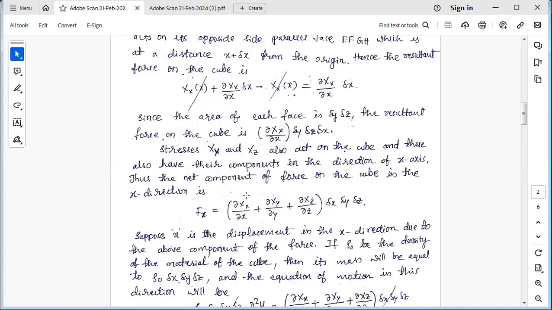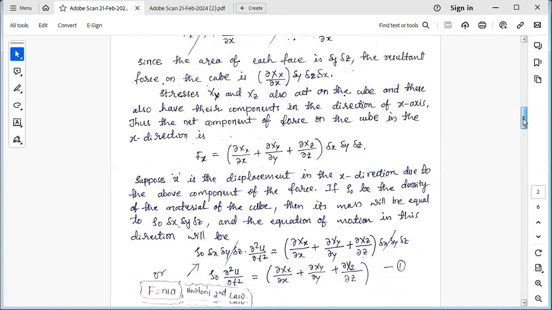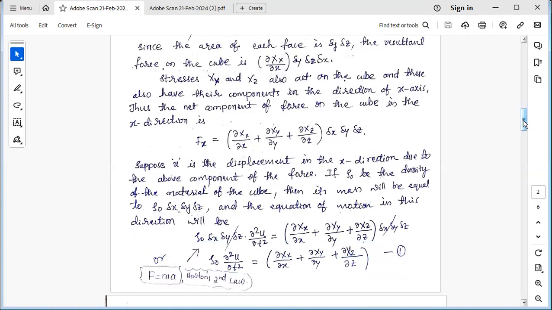And thus the net component of force on the cube in the x direction is given by this equation. We have added all the components along the x-axis. That is why it is written as Fx. Fx means the net force along the x-axis, and these are the components added together. So this is the first component, second component, third component, delta x, delta y, delta z.